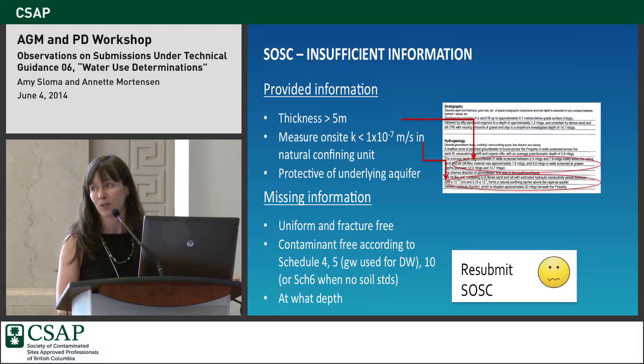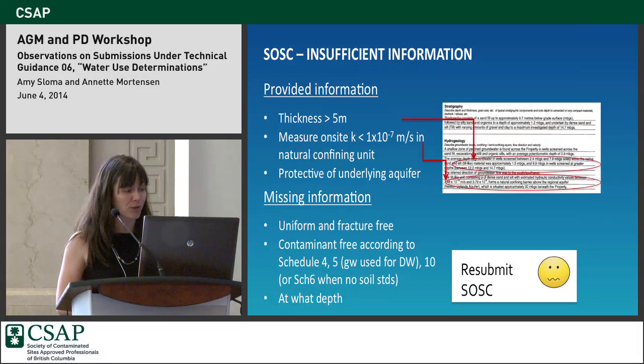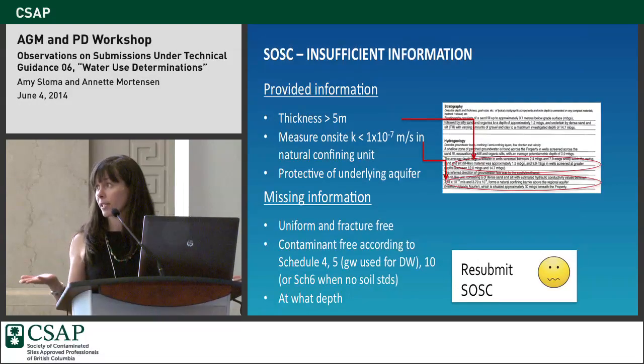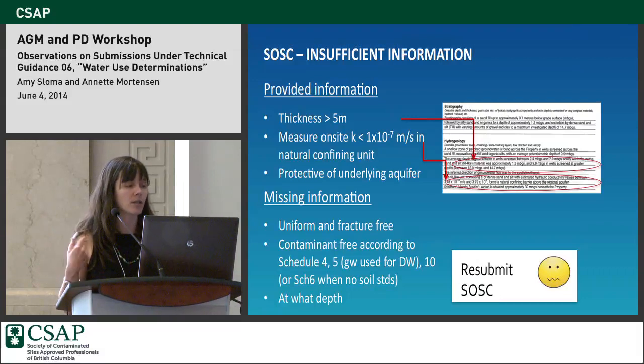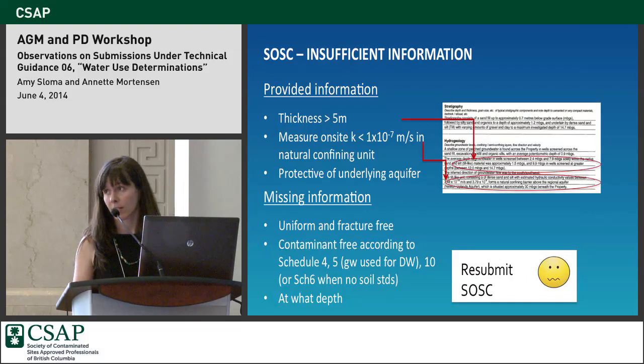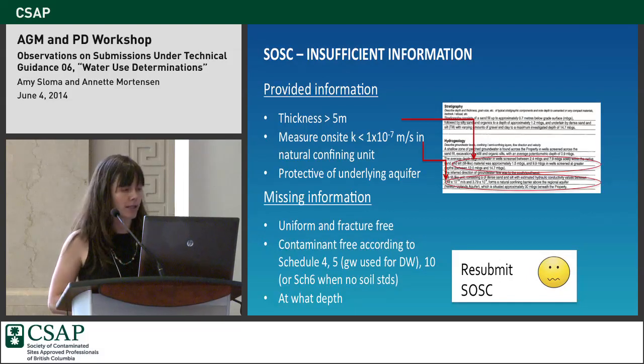We need to know that it's uniform, and we need to know that it's fracture-free. And we also need to know that there's no contamination in there. So the way that you present that information to us is that you need to structure your information that it's contaminant-free according to either Schedule 4 or 5 for the groundwater used for drinking water, or Schedule 10. And when you don't have a soil standard, then you also need to be comparing to Schedule 6.